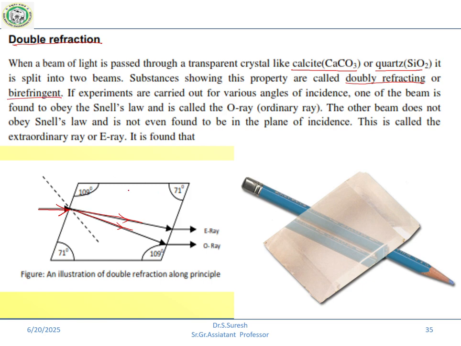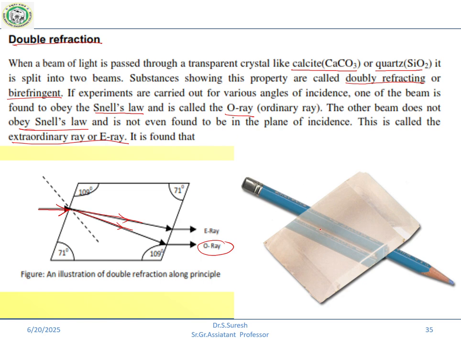If experiments are carried out at various angles of incidence, one of the beams is found to obey Snell's law. The beam which obeys Snell's law is called the ordinary ray. The other beam does not obey Snell's law and is not even found to be in the plane of incidence. This beam is called the extraordinary ray.